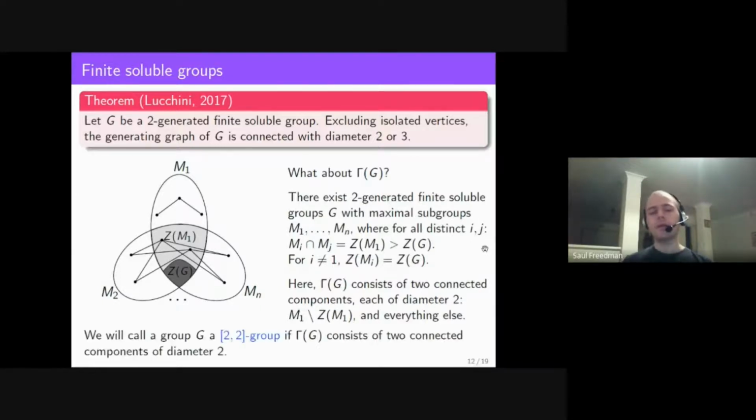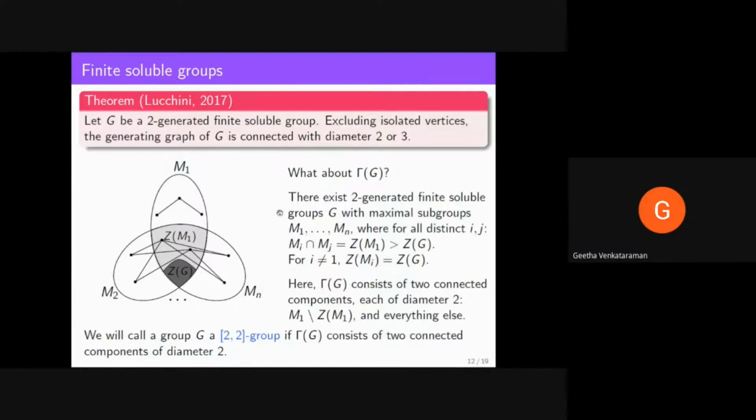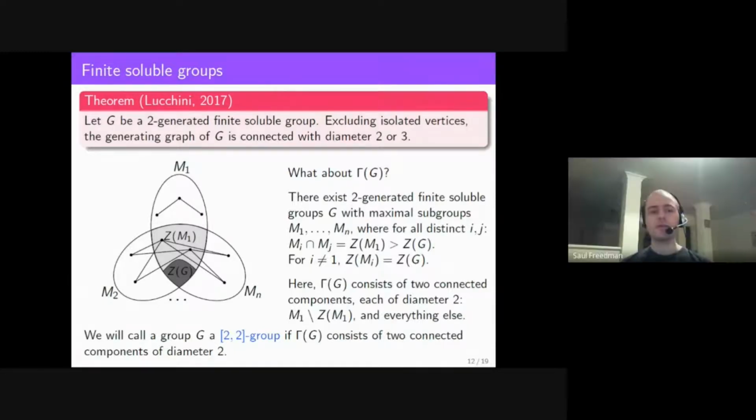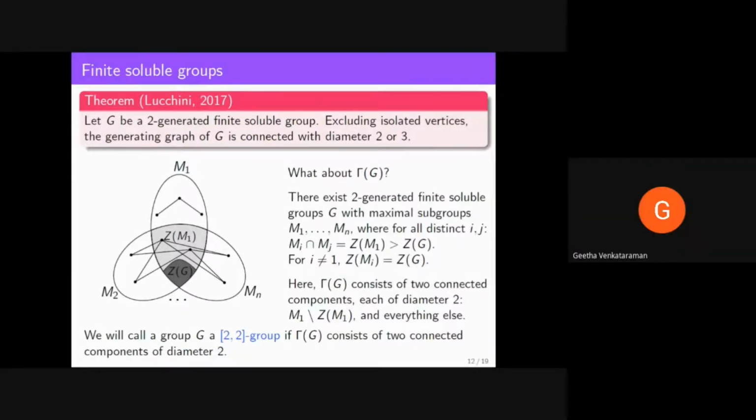Okay, now we'll call group G a 2-2 group if the graph of G consists of two connected components of diameter 2. Saul, can I ask a question here? Yes? This existence of such 2-generated finite soluble groups, do you actually have examples, a family of examples? I'll give examples on the next slide. Okay, thanks. That's a good question.